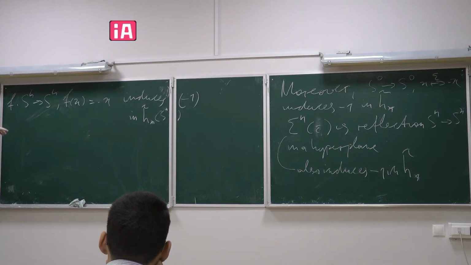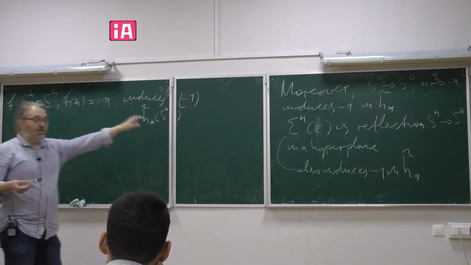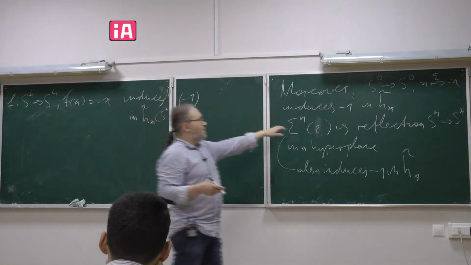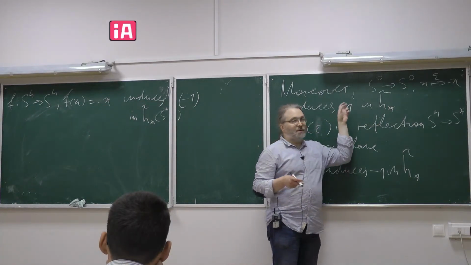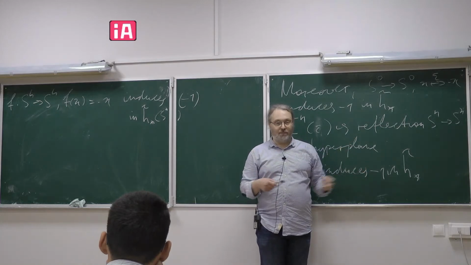So, for a single reflection in a hyperplane, the induced map is multiplication by -1.